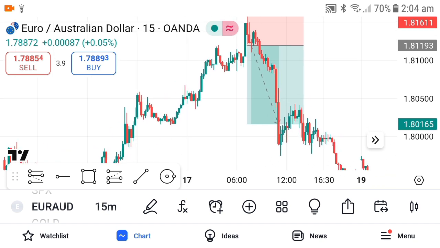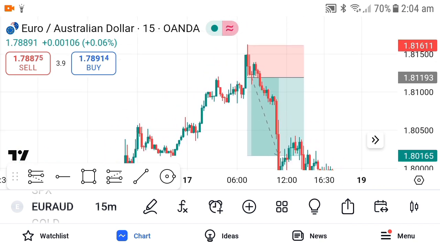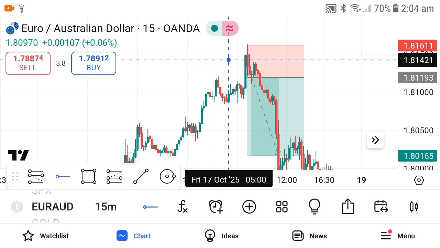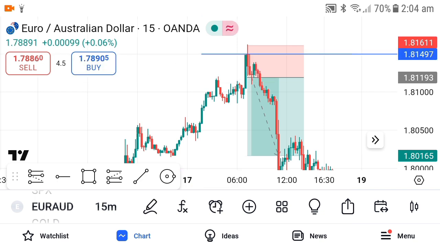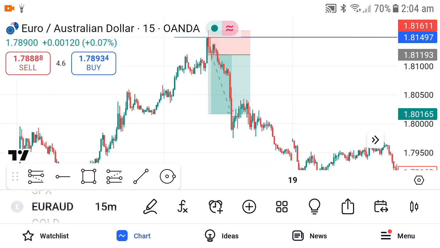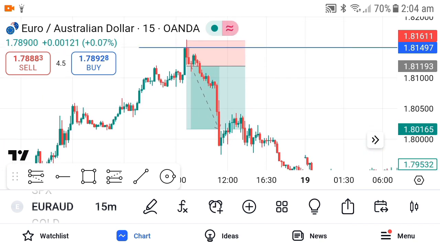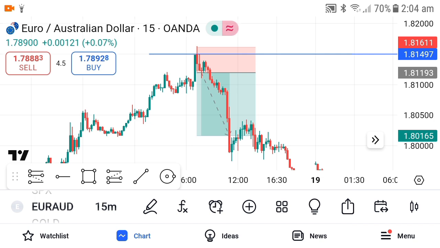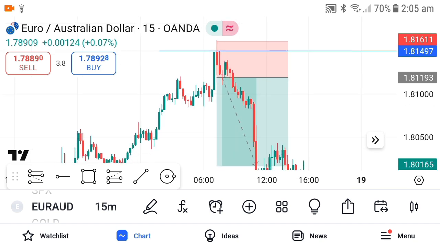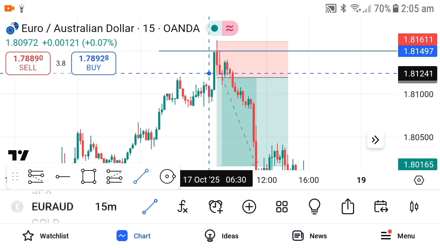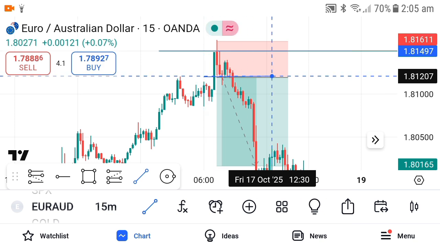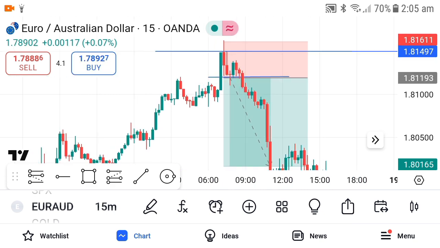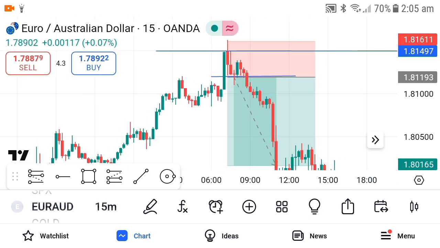Now I'm not going to go too deep into this. So this was what happened, how we caught this setup. Price basically created the all-time high right here, so we marked that out. Then price created the all-time high right there and then did a little reversal to this zone right here. It was more of an aggressive entry as price did a little reversal.